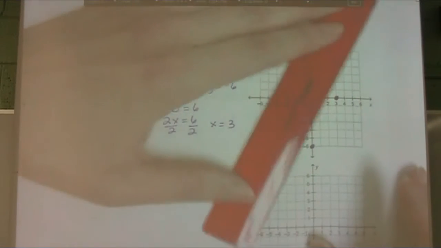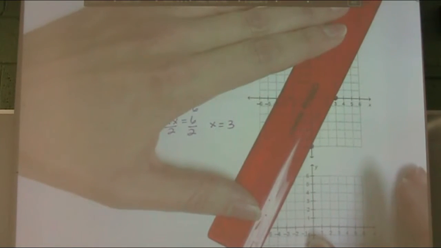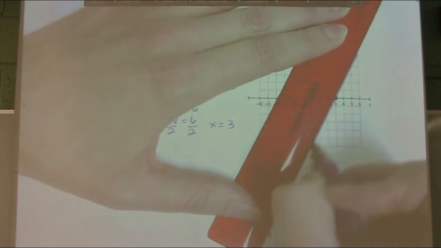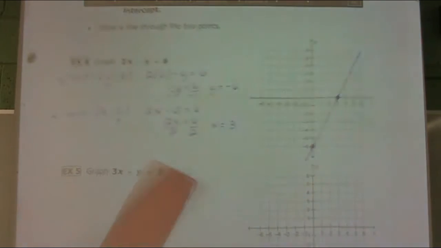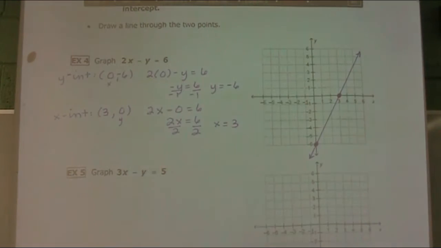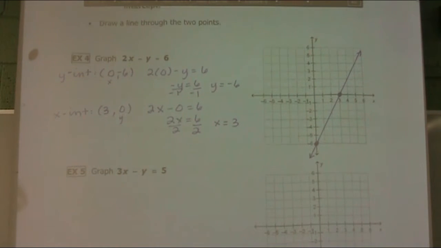So I'm going to put down my ruler, and I'm not merely going to connect the points. That would be incorrect. If I just connect the points, that's a line segment, not a line. I'm going to draw a line that goes through on both sides, and I'm going to draw arrows on the end to indicate that it continues indefinitely in both directions.